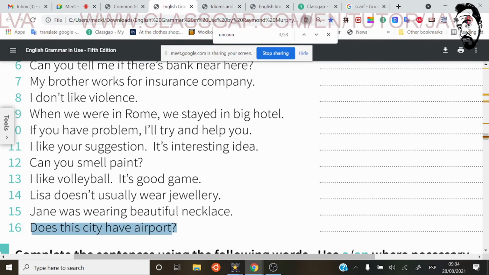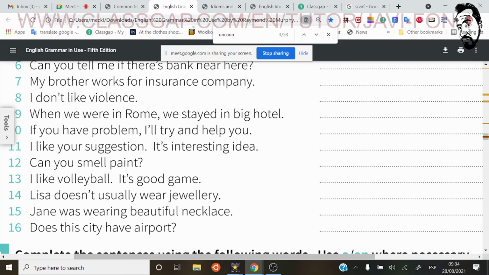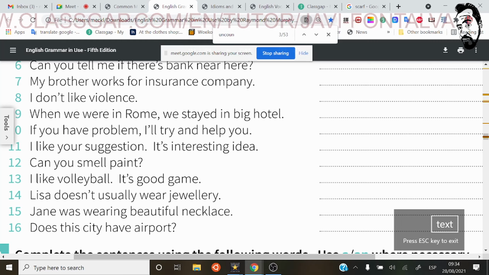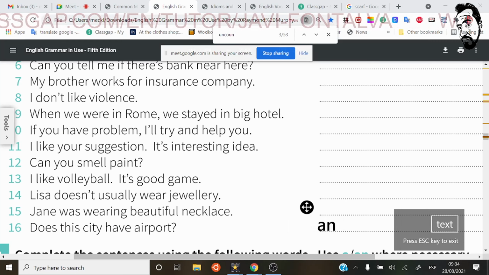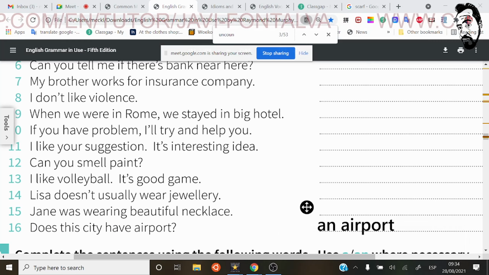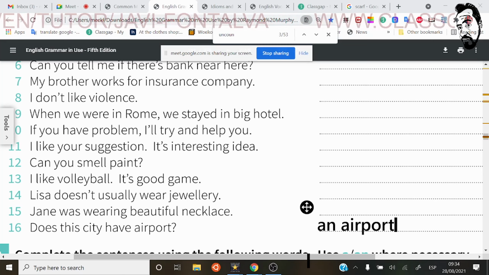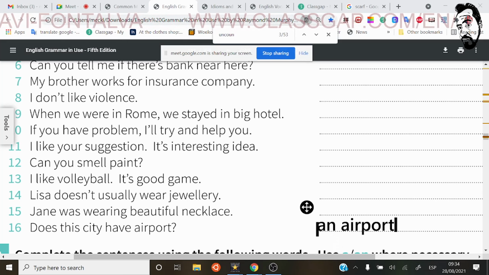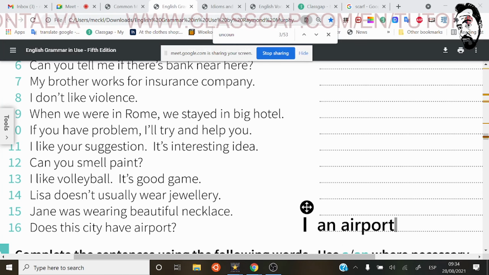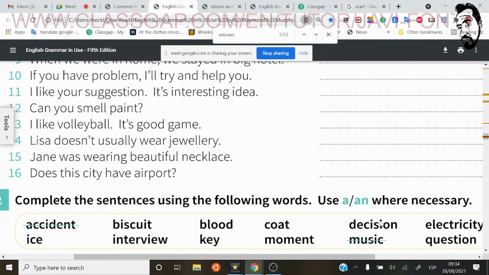Does the city have an airport? An airport. And you need to say the N here because it starts with the sound A. So, an airport. Okay. Let's try another one.